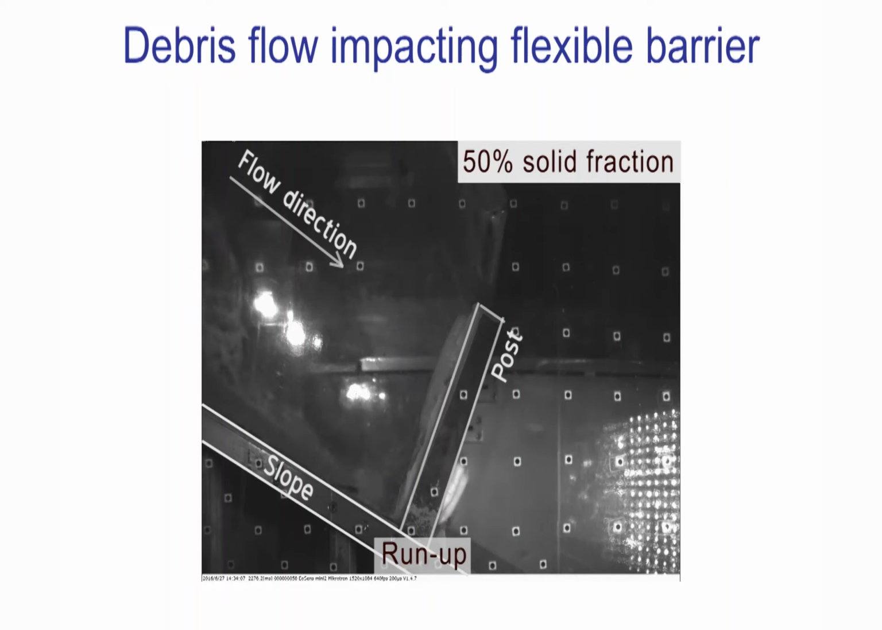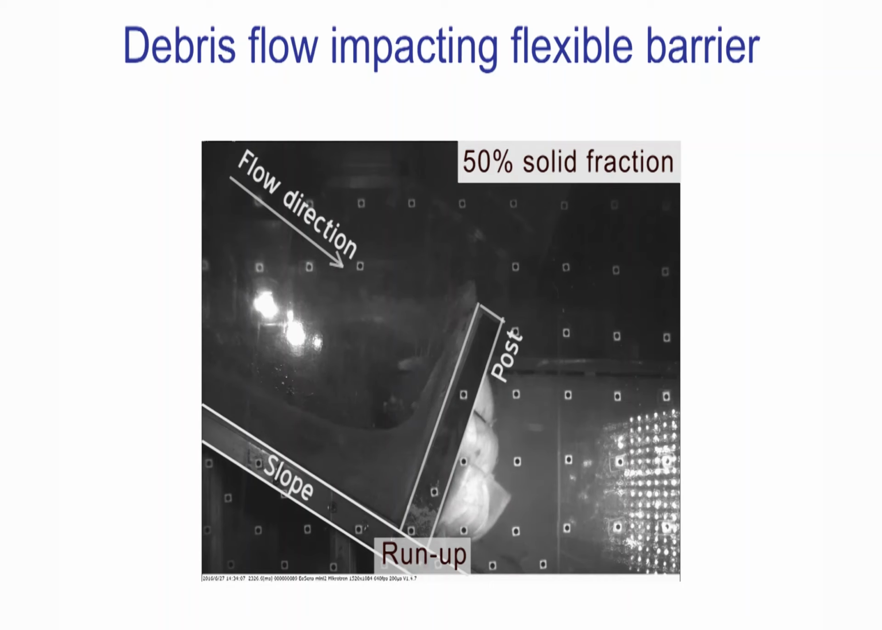This video shows a two-phase flow with 50% solid fraction impacting the model flexible barrier. As the flow impacts, the membrane deforms at the base of the barrier. The debris progressively runs up along the height of the barrier, and the membrane deforms accordingly. The run-up eventually cascades over the barrier.